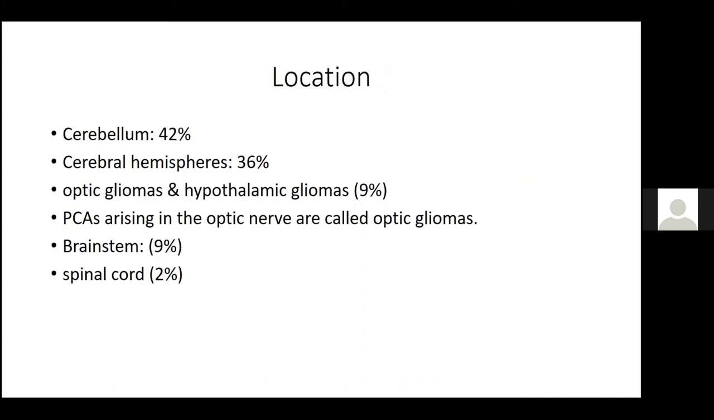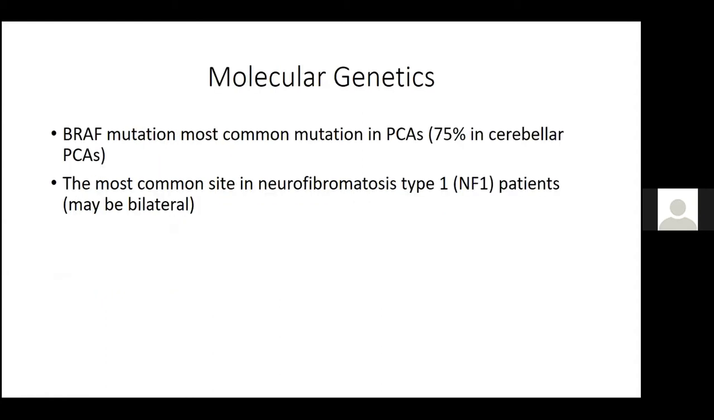So they're predominantly in the cerebellum, like a plurality, I guess you would say, but they're also in the cerebral hemispheres. Optic gliomas and hypothalamic gliomas are just different names, depending on the location, of pilocytic astrocytomas. So these optic gliomas are what makes NF1 have a high association with pilocytic astrocytomas. And they can also arise from the brainstem and the spinal cord as well. So it's reasonable to also get spine CNS imaging just to make sure there's no other lesions or drop metastases.